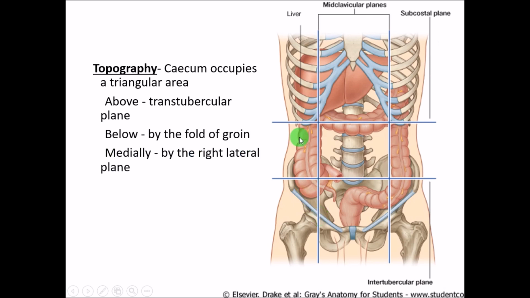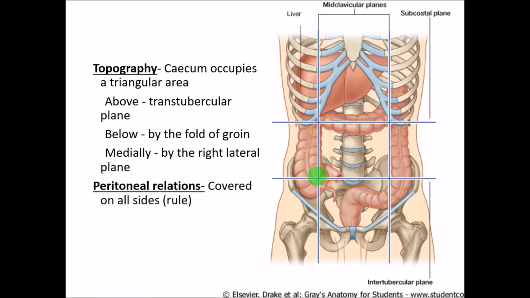And medially by the right lateral plane. This is the left lateral plane, this is the right lateral plane, also called the mid-clavicular plane, or the mid-inguinal line. So on the medial side, above we have the transtubercular plane, below we have the fold of the groin or the inguinal ligament, and medially we have the right lateral plane.